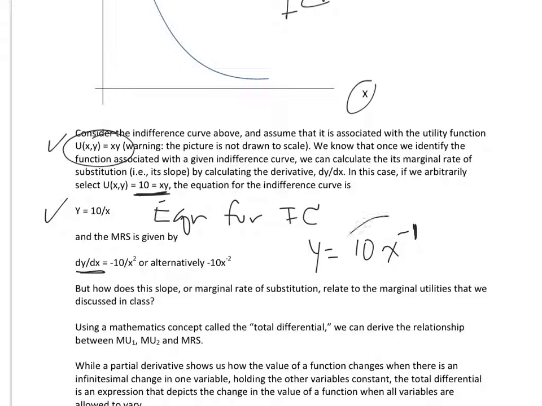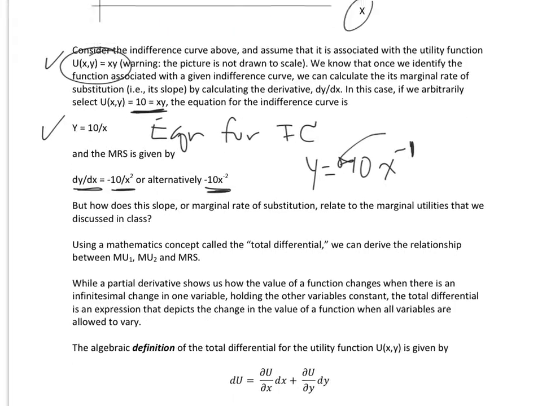It would simply be minus 1 times 10 x to the minus 1, or minus 10 over x squared. So here or here are equivalent expressions of dy/dx, and that's just the marginal rate of substitution, which we also know to be the slope of the indifference curve. So have that in the background as we move on to the next step here.